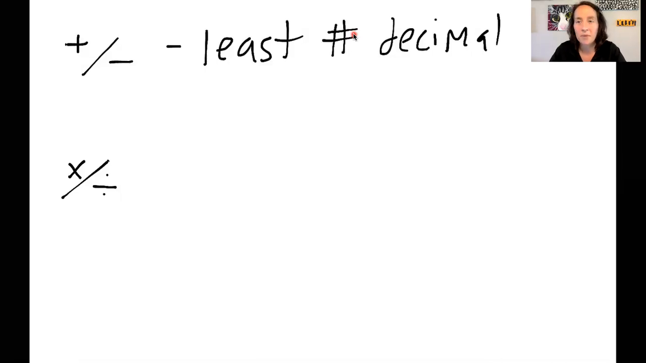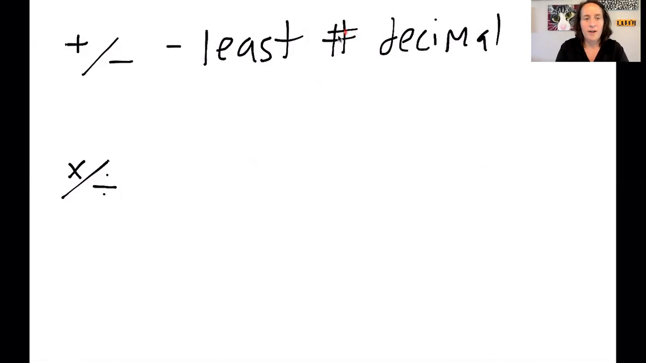Okay. And I'm going to work some examples. But the rule, if you are multiplying or dividing two numbers together, is least number of significant figures.